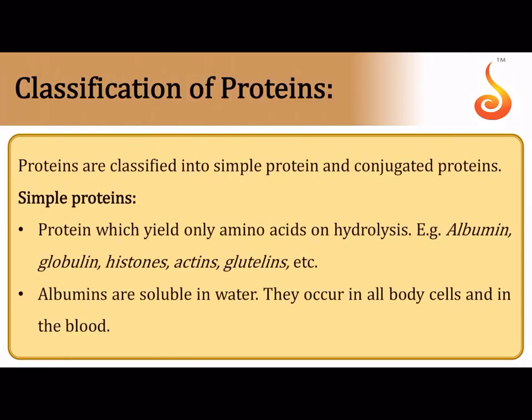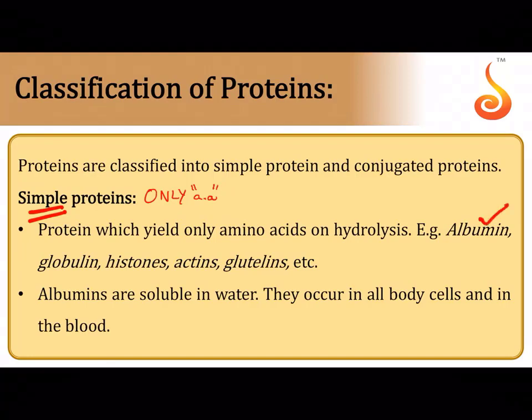Okay? Proteins can be classified into simple proteins. Simple proteins means they only have amino acids in them. They are not contaminated. Contaminated not in that sense. Contaminate means other than amino acid you will not find anything else.